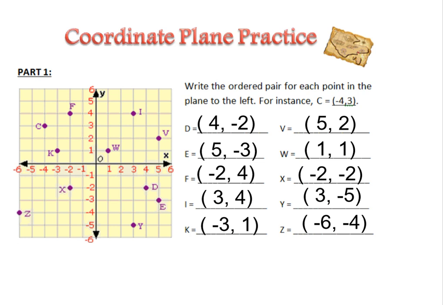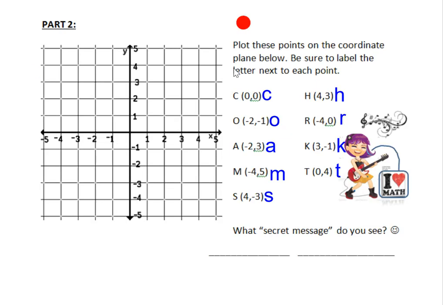Now, the bottom half is where you're going to be plotting points. So C is at 0, 0. So we're going to see 0, 0 is just our origin. So we come right here to our origin, and we're going to label that letter C. Letter O is at -2, -1. So once again, we're going to start at our origin. We're going to go left 2, down 1, and that's going to be letter O. Always label your points.